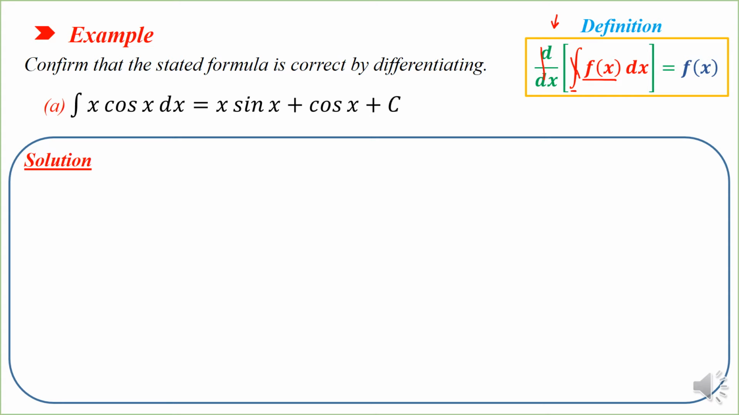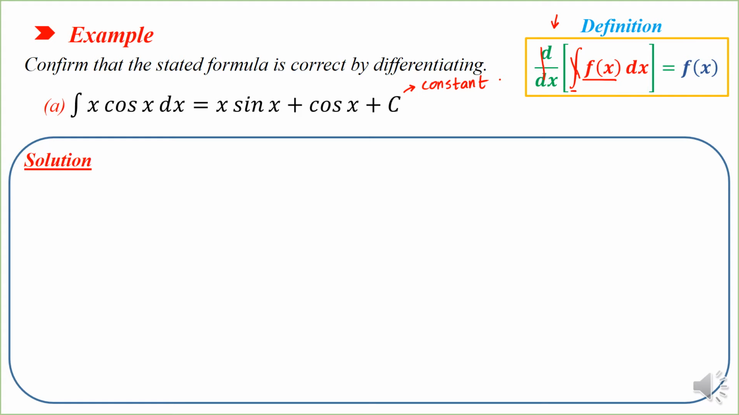So in this example we have two parts, part A and B. And the question is, you have to confirm that the stated formula is correct by differentiating. So on the left hand side we have the integral of x cosine x dx, and on the right hand side we have x sine x plus cosine x plus c, where c is a constant.